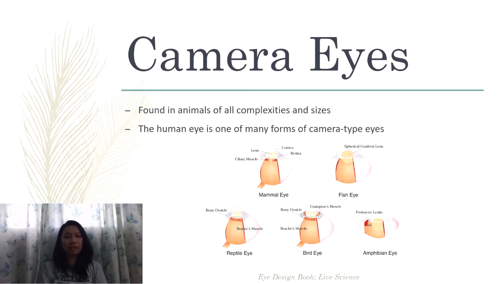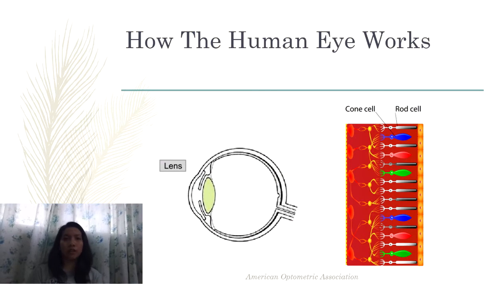Camera type eye designs form an image on a retina from eye lenses. They are found in animals of all complexities and sizes such as humans, vertebrate animals, some aquatic creatures, spiders, and other creatures. The human eye is one of many forms of camera type eyes. So how does the human eye work?